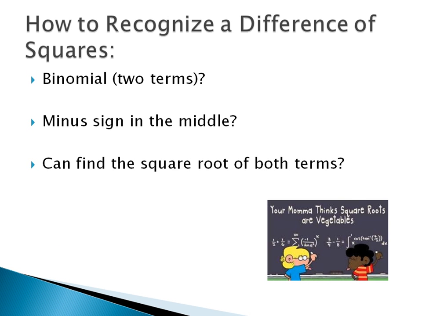So it's important also that you understand that difference means subtraction. So therefore you see a minus sign. And also, if you can find the square root of both terms, those terms are called perfect squares. Hence the term difference of squares.